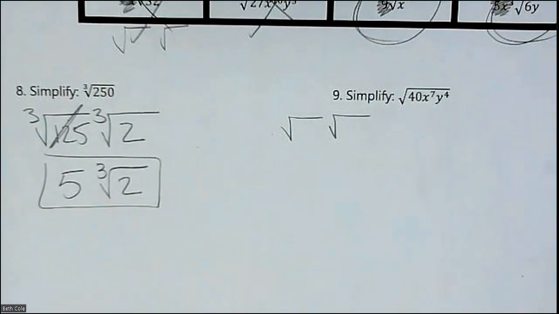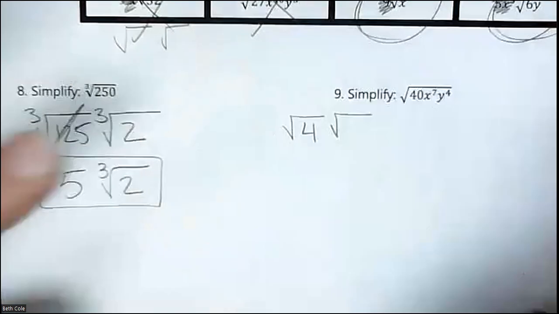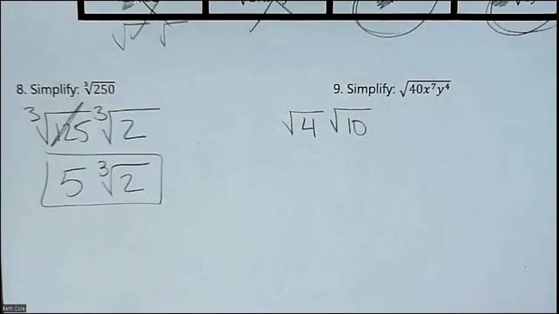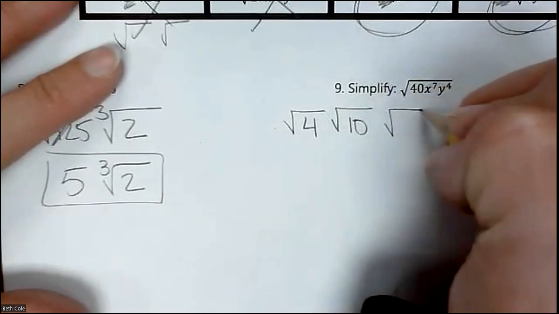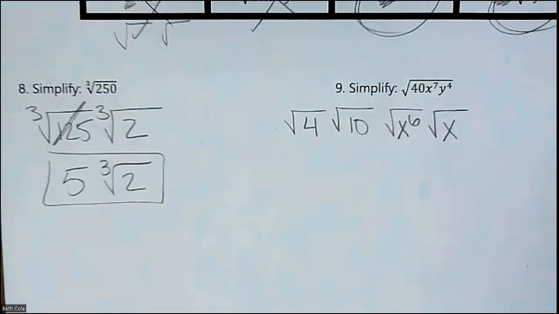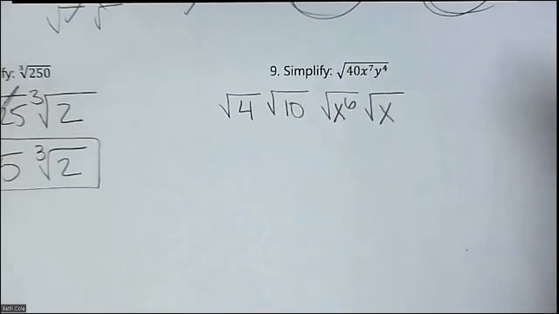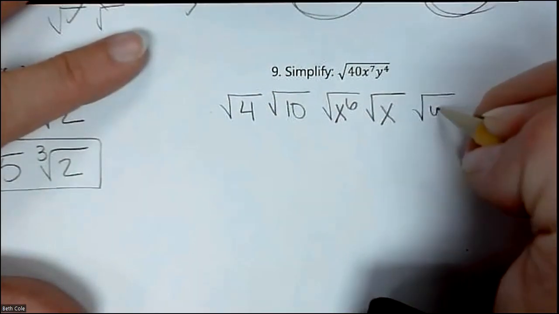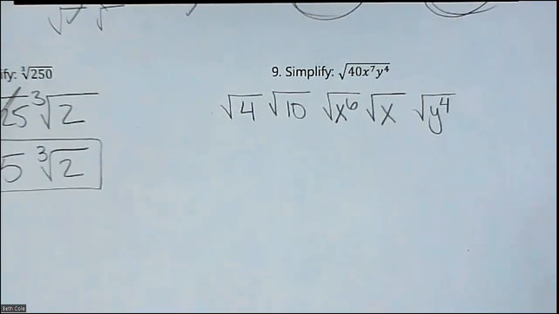I need numbers that multiply to be 40. One of them's got to be a perfect square. 16 won't go into 40. 4, good. 4 times 10. Is 7 an even number? No. So I'll split it. X to the 6th and just X. Is 4 an even number? Yes. So leave it alone. And then check off your list. So what's one that's going to work? Good. This will be 2.